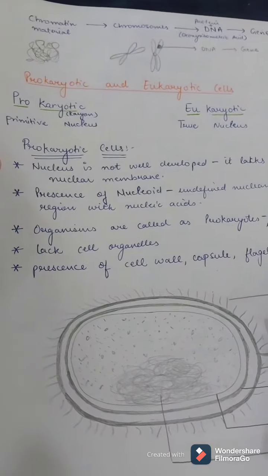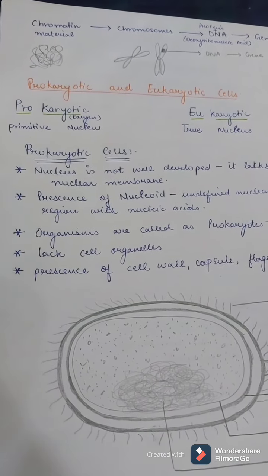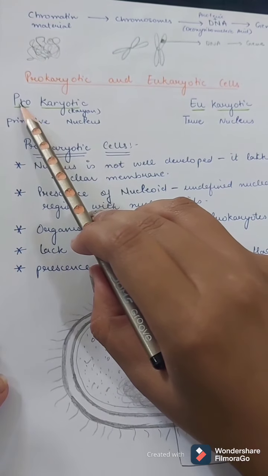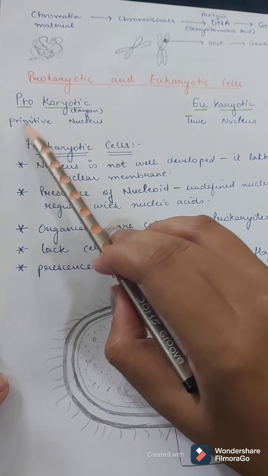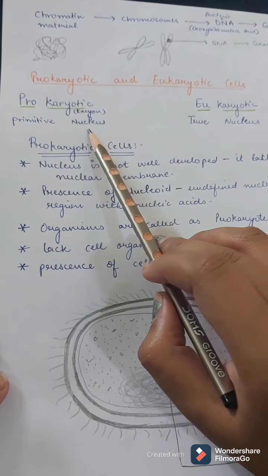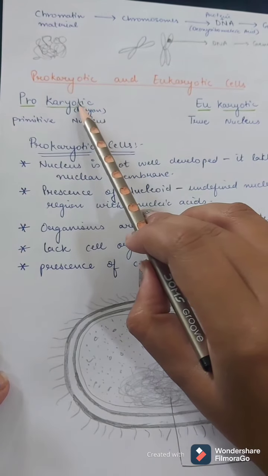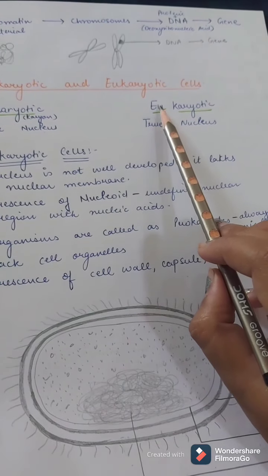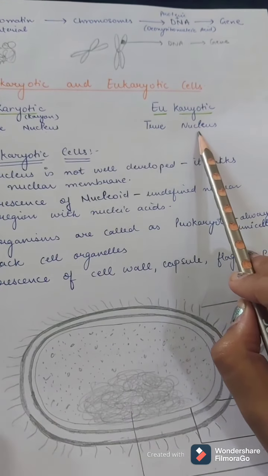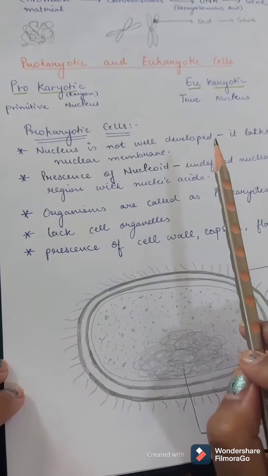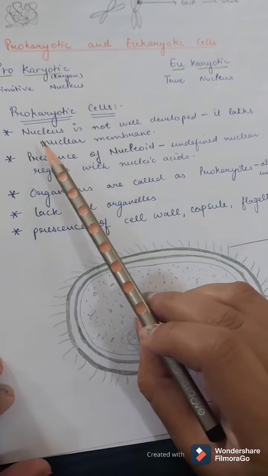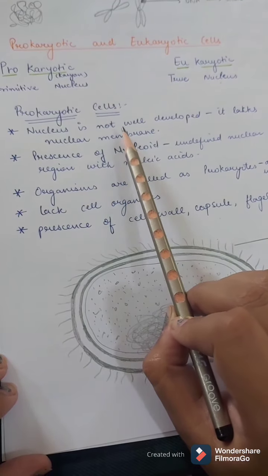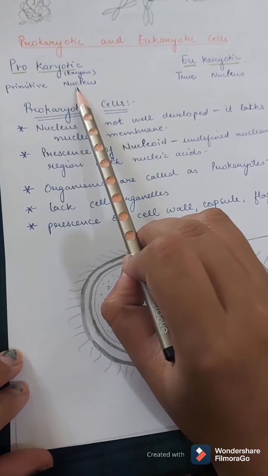Now let us see what is a prokaryotic and what is a eukaryotic cell. Prokaryotic, if we break the word, we get pro, which means primitive, and karyotic, which means nucleus. The word karyotic is derived from karyon. Karyon means nucleus. Similarly, eukaryotic: eu means true, karyotic is nucleus. In the prokaryotic cells, the nucleus is not well developed and it lacks the nuclear membrane. Hence, it is known as a primitive nucleus cell.